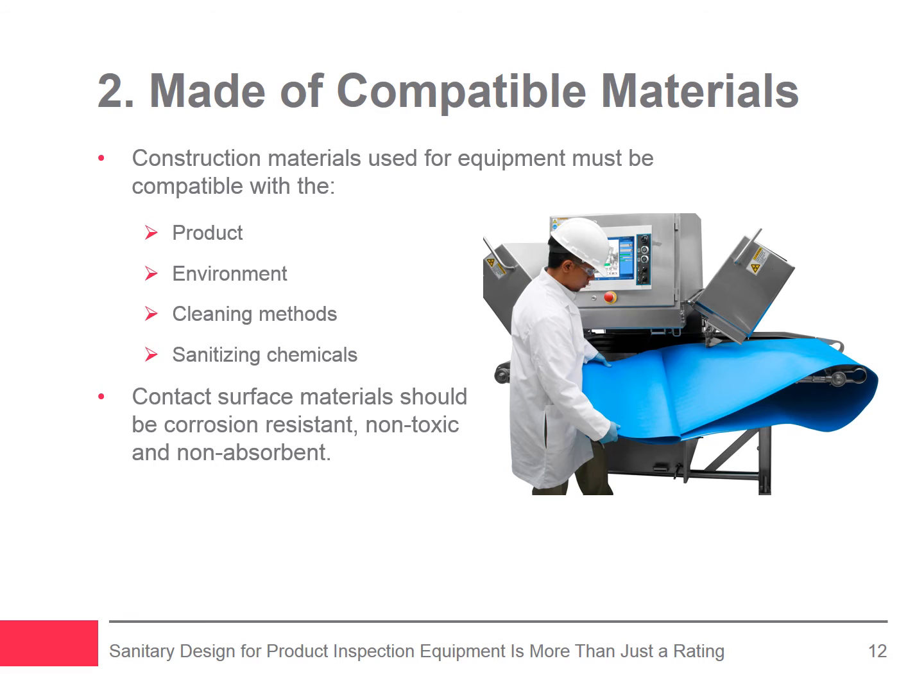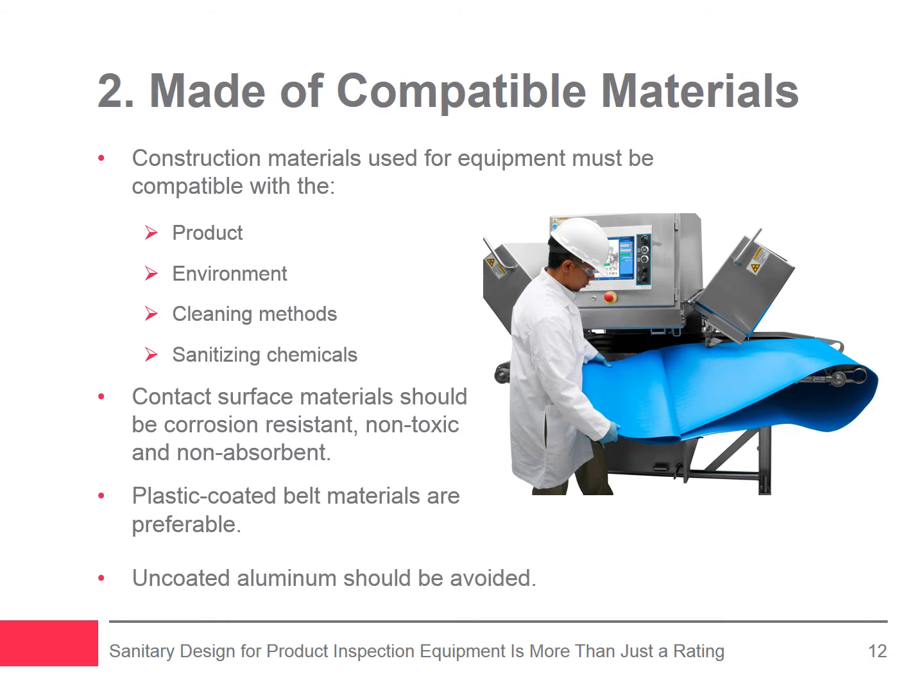Plated, painted, and coated surfaces should not be used for food contact surfaces or for surfaces above the product zone areas. A stainless steel construction is advisable as it's corrosion-resistant. In addition, plastic-coated belt materials are preferred over cloth, as cloth absorbs moisture and can harbor microorganism growth. Uncoated aluminum should be avoided as it dissolves in harsh washdown environments.